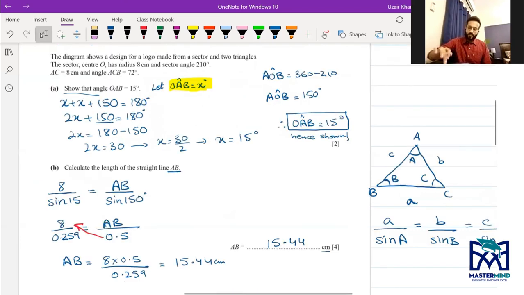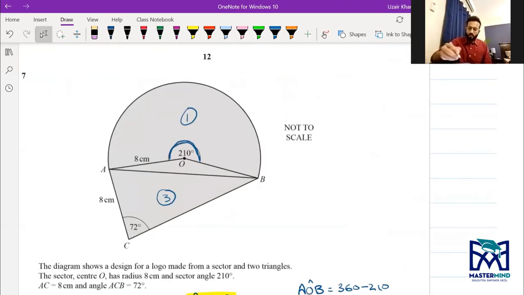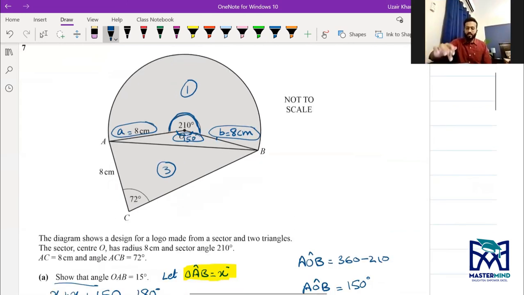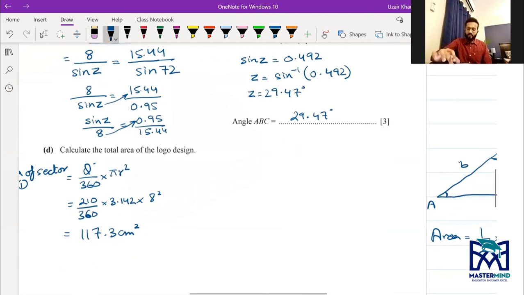So the length A will be this, 8. Length B also happens to be 8 because it's also the radius of this sector. And the angle C is going to be this one, which we calculated earlier in the first part, and it is 150 degrees. So we have our A, we have our B, we have our angle C as well. So we can easily find the area of this triangle.